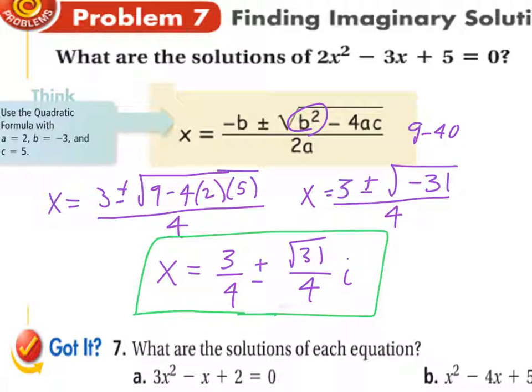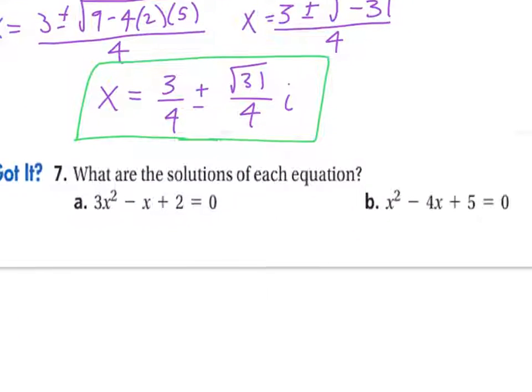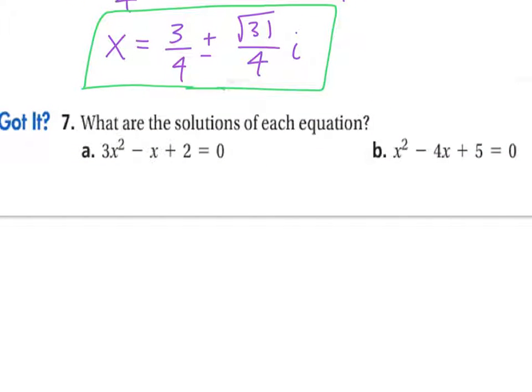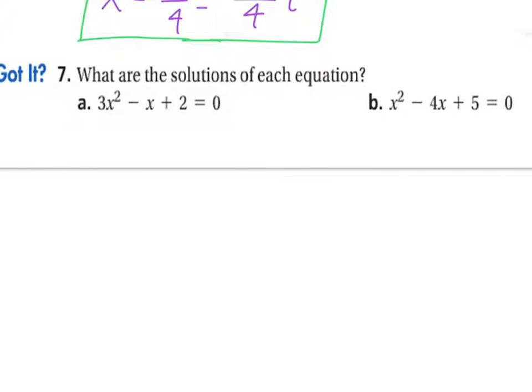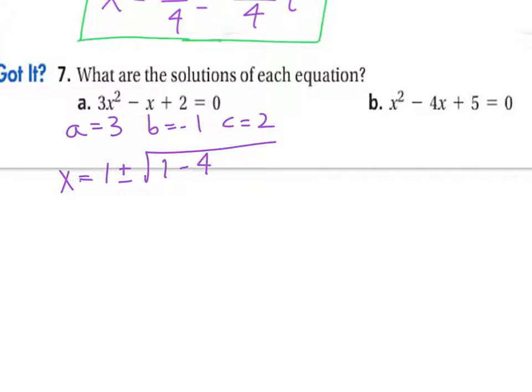Now, a couple here for you to try. If you want to work through those on your own, you can go ahead and pause the video. I'll go through those as well. My a is 3, b is negative 1, c is 2. So x equals the opposite of b plus or minus the square root of b squared, which is 1, minus 4ac, all over 2a, which is 6. So 1 plus or minus the square root.